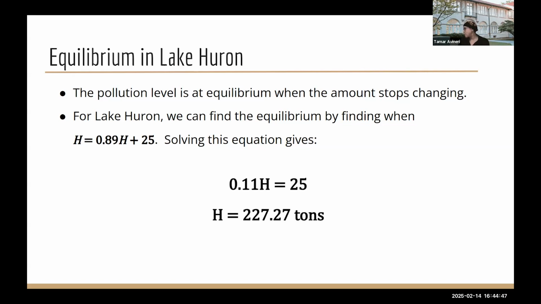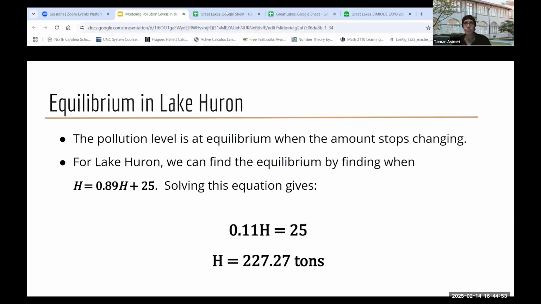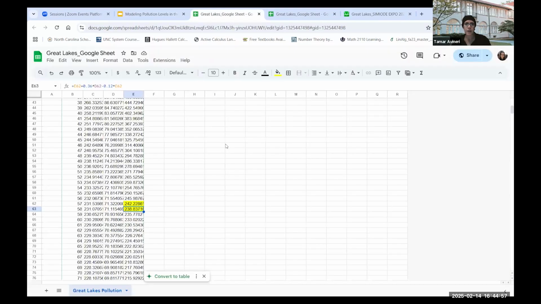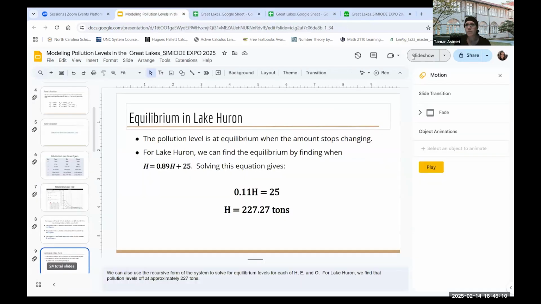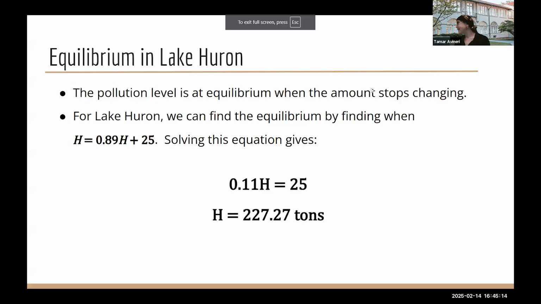Yes, Scott. So I see what pollutants remain and what is being pumped into the lake. If we look back at the spreadsheet, our algebraic equation provided us with a value that is exactly where we see the trend going, 227 or so. Let's go back here. All right, well, that was easy.